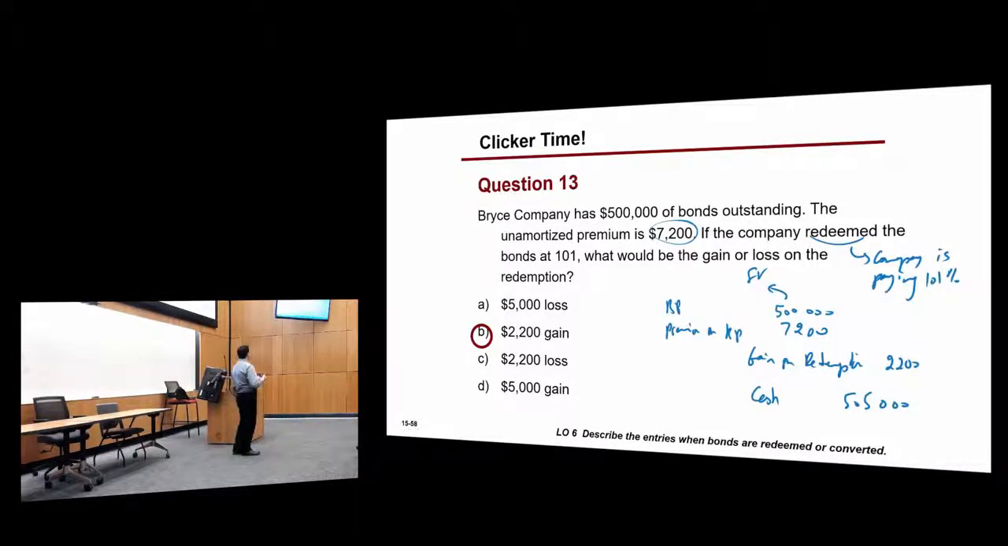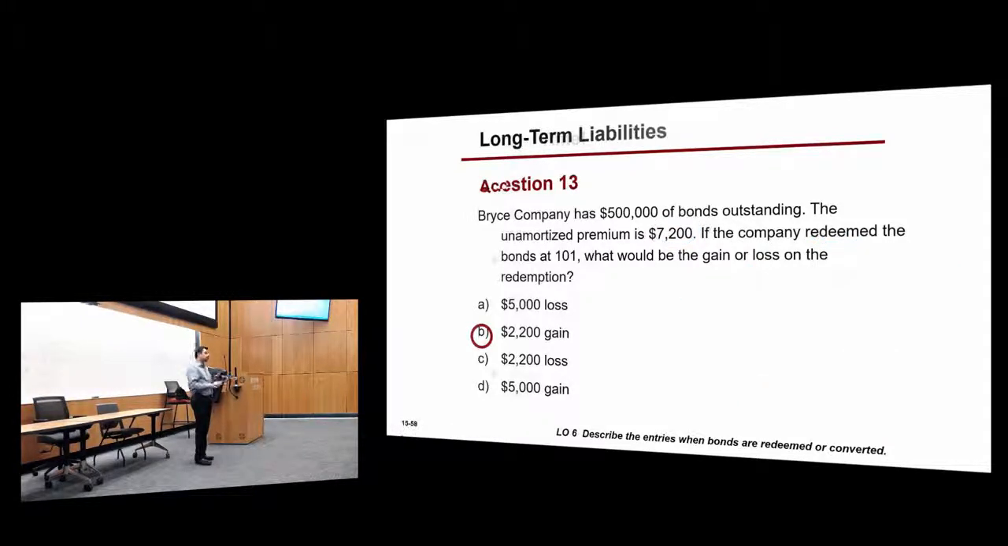If the company paid more, so instead of 101, it was 102, it would have been 510,000. That would have been a loss, because the company is paying more than its value according to their books. Any questions? Okay, and that concludes the part about bonds payable.